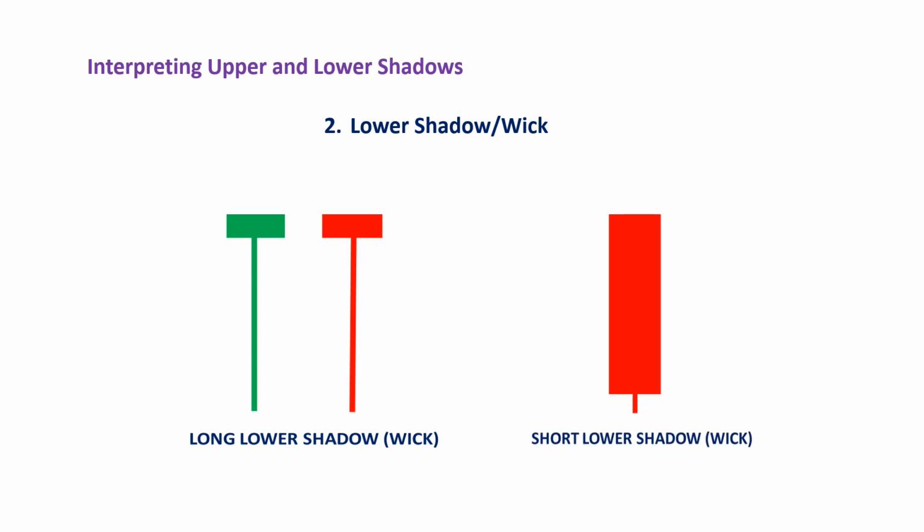Short or no lower shadows. A short or non-existent lower shadow indicates that the price did not encounter much buying pressure or support at lower levels. It suggests that sellers were able to push the price lower without significant opposition. This can be a sign of bearish sentiment and a potential continuation of a downtrend.